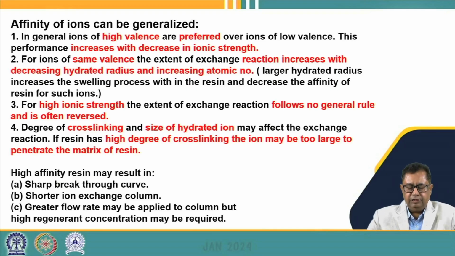So the affinity of ions can be generalized. For example, in general, high valency ions are always preferred over low valency ions. This preference increases with the decrease in ionic strength. As I have already discussed, if we have a very high ionic strength, this preference may not hold good. The high valence being preferred over the low valence is always applicable when we have a solution with a low ionic strength.